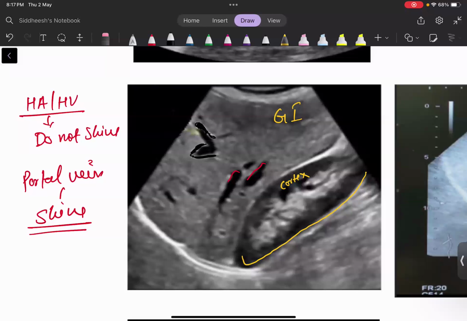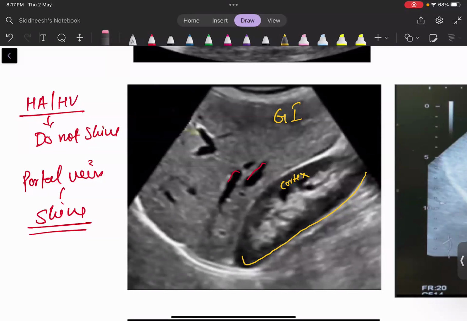Remember one thing, if your portal vein is shining, that means you are perfectly fine. If it is not, then you are having grade 2 fatty liver. Yes. If the portal vein is not shining, then grade 2 fatty liver.